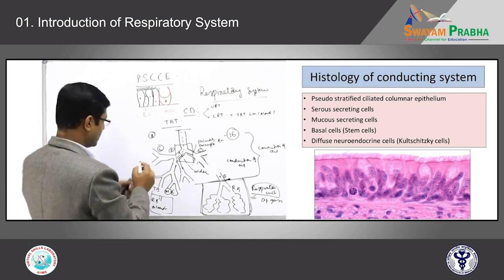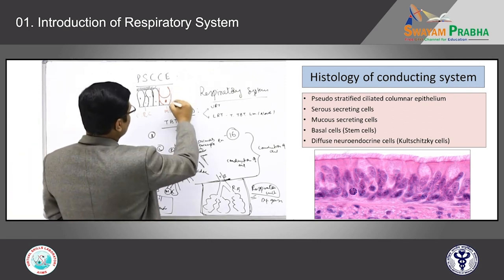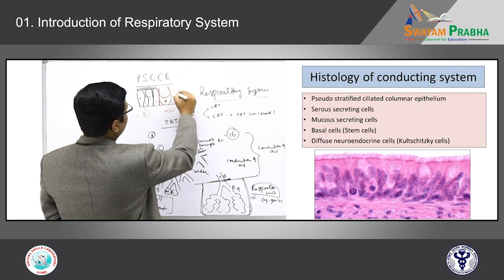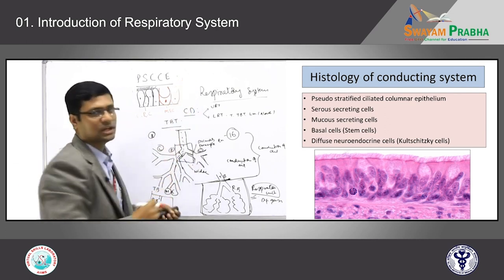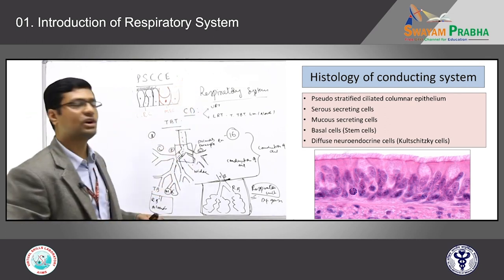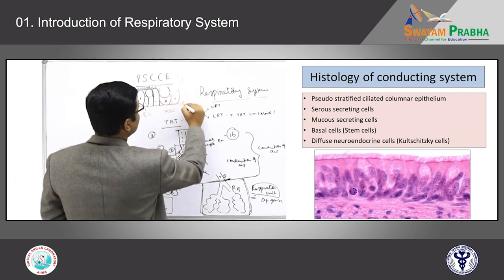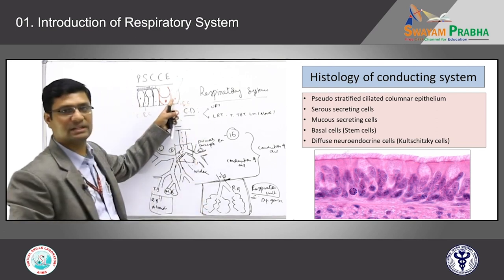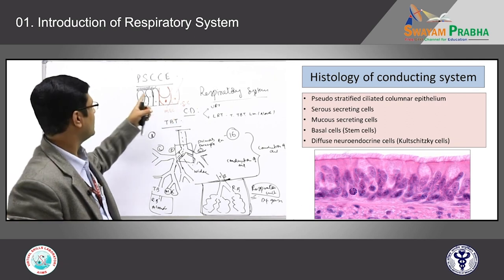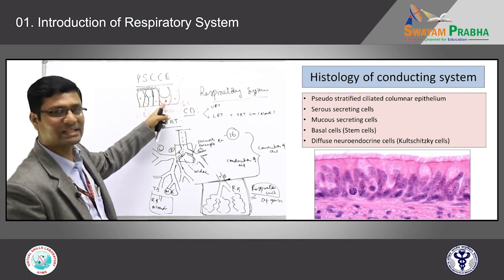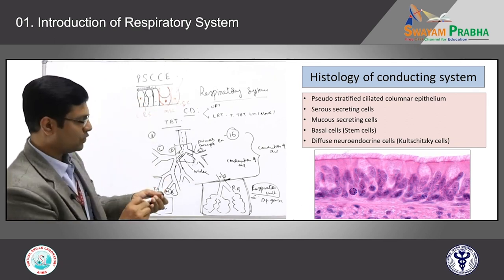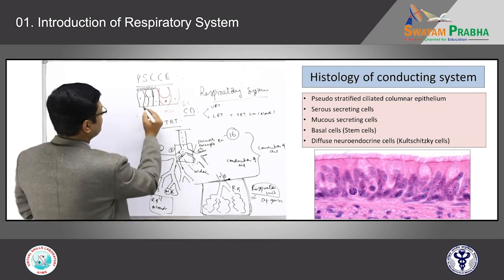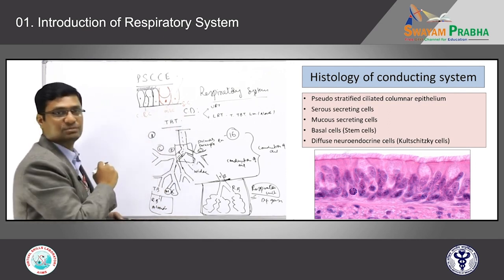Along with that, occasionally you have some other cells which are secretory in nature, but the secretion is more serous, watery in consistency. These are serous cells, they are also columnar cells: ciliated cells, goblet cells, serous cells. And when you observe carefully at the base, this is the basement membrane of the respiratory epithelium.